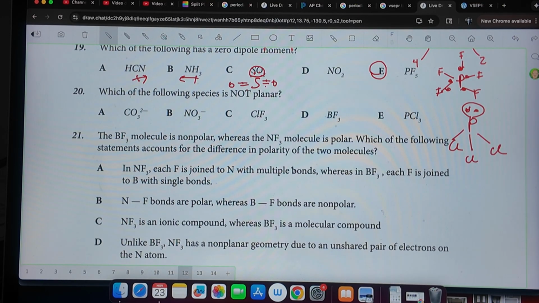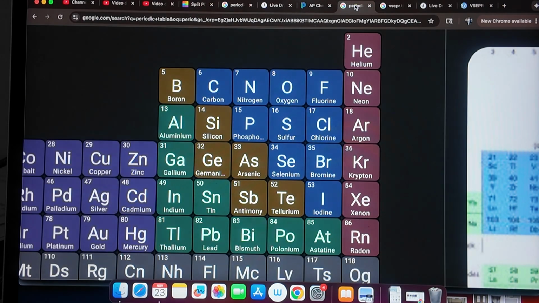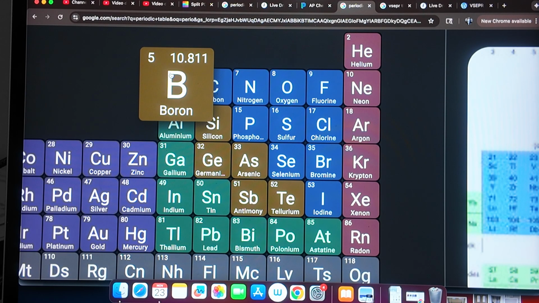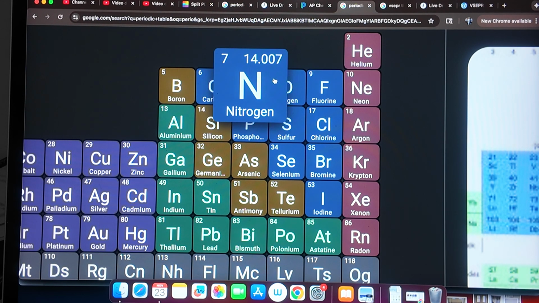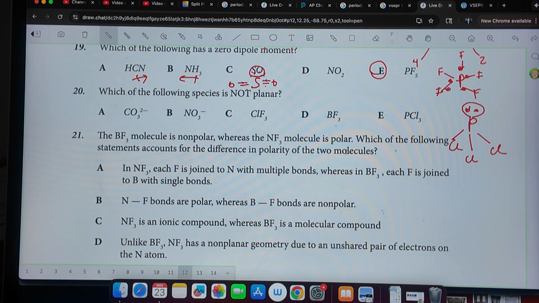Okay, last question. The BF3 molecule is nonpolar, therefore the NF3 molecule is polar, which of the following accounts for the difference in polarity? Well, remember, BF3, if you look at the periodic table, has 3, after you subtract the 2, has 3 valence electrons. NF3 has 5 valence electrons. Which of the following statements accounts for the difference in polarity for the two molecules?